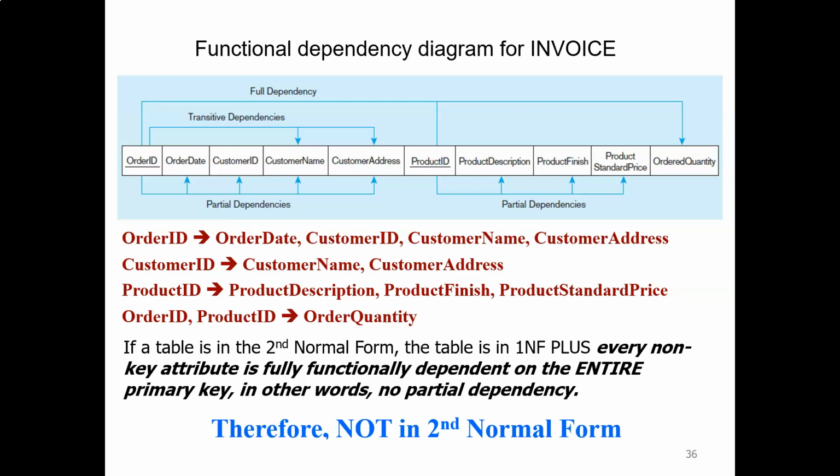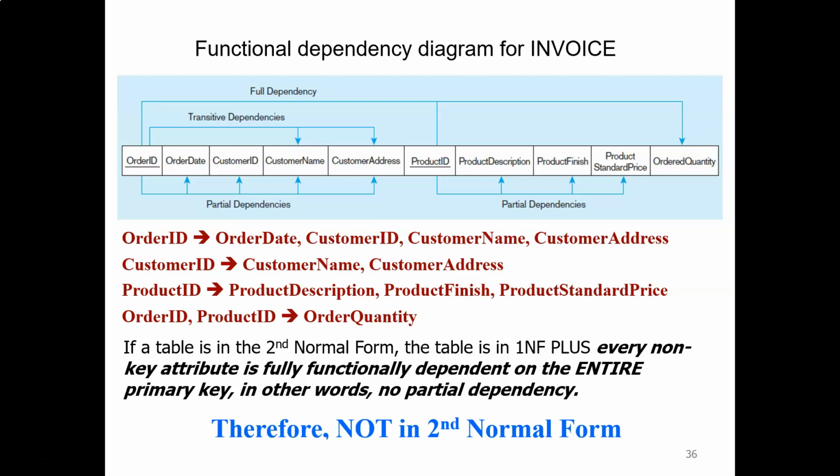Right now, the primary key is the combination of order ID and the product ID. Well, order ID will functionally determine order date, customer ID, customer name, and customer address. And the product ID can determine product description, product finish, and the unit price. And the product ID and order ID together can determine the order quantity.